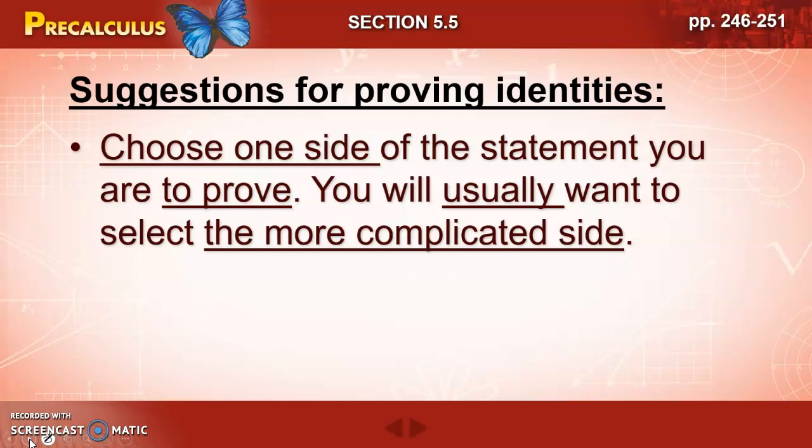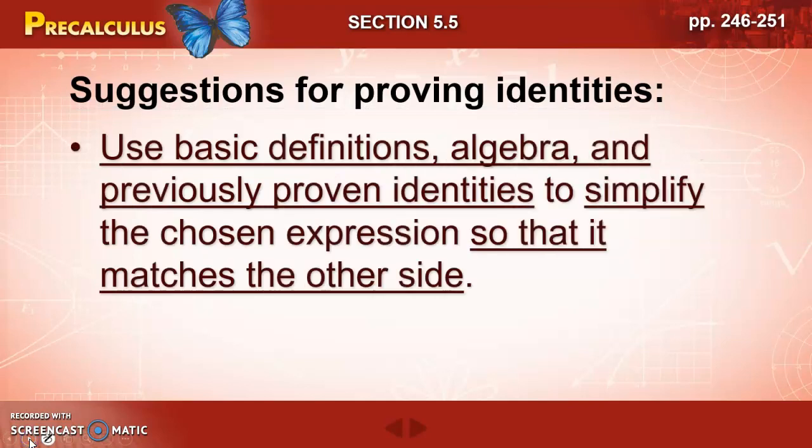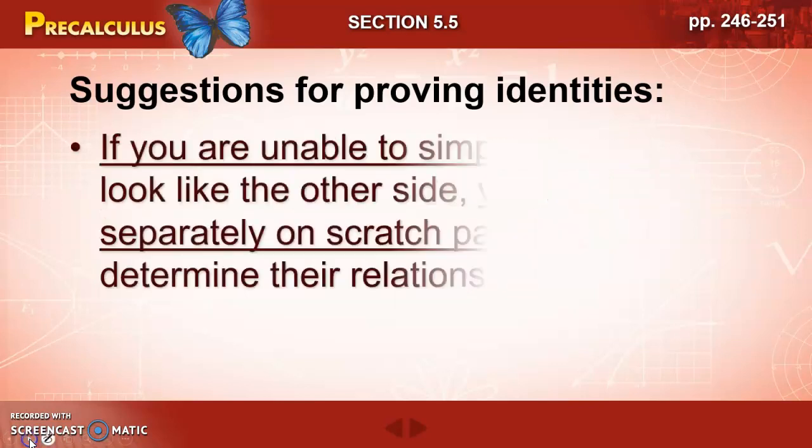So we want to choose one side to start with, and that's the side we're going to set out to prove. We're usually going to start with the more complicated side and try to rewrite it so that it looks like the simpler side. We'll use basic definitions, algebra, and previously proven identities to simplify the chosen expression so that it matches the other side. We're trying to get that rewritten in a way so that both sides look the same.